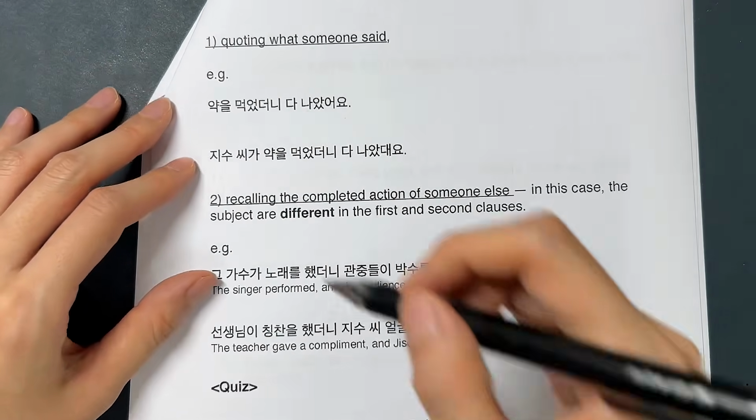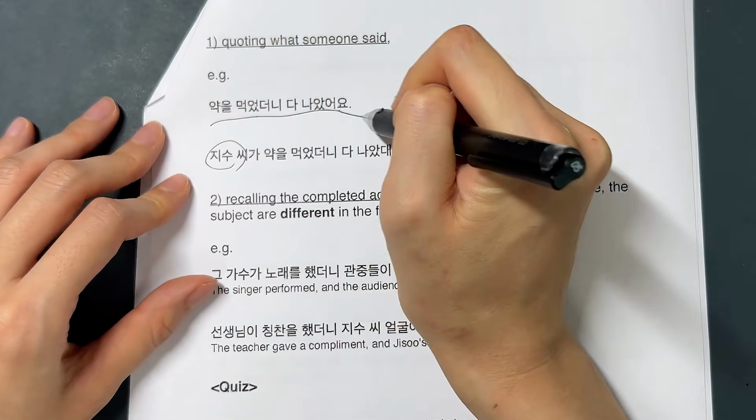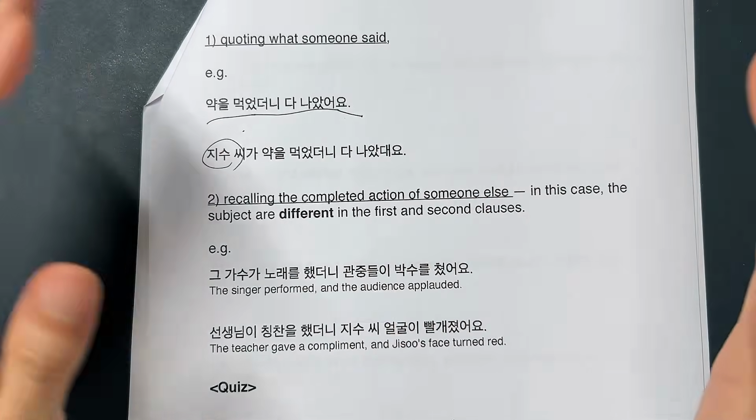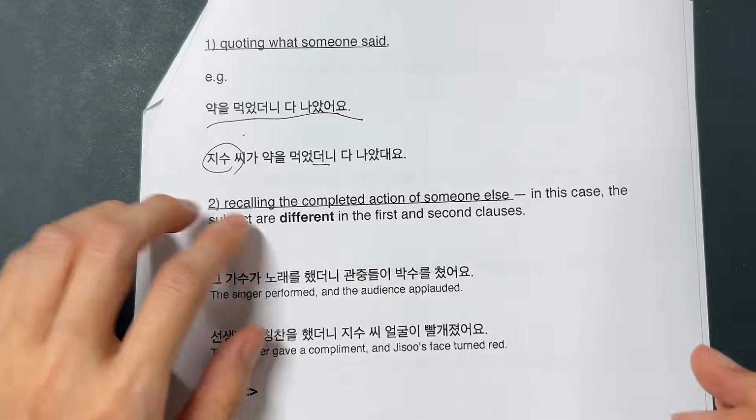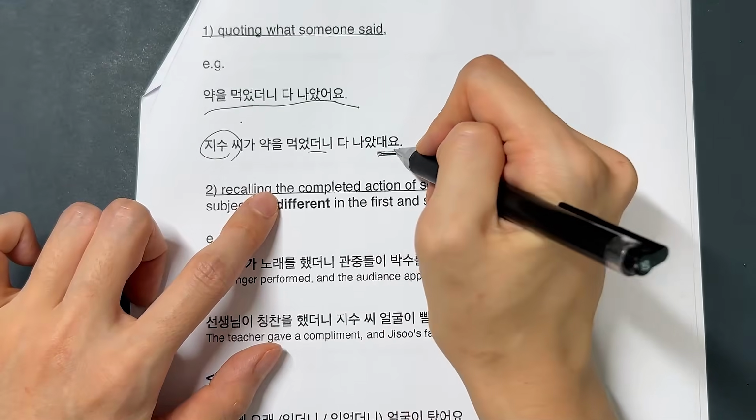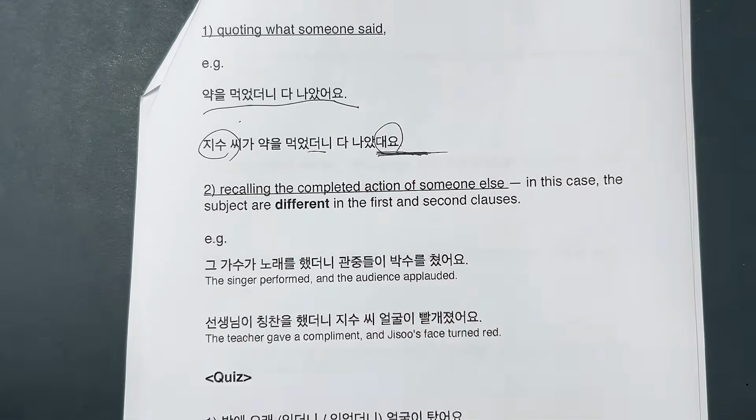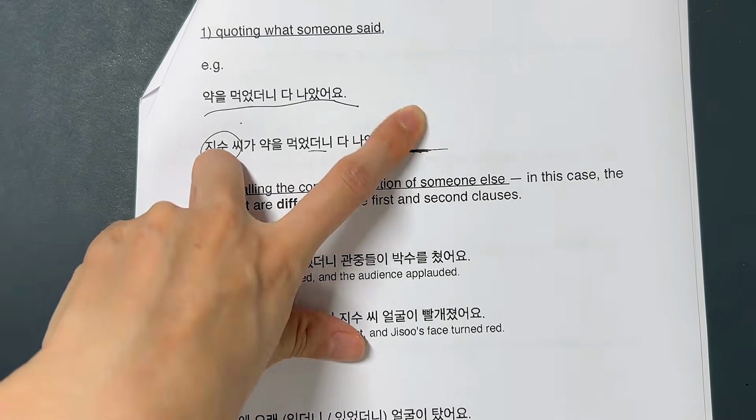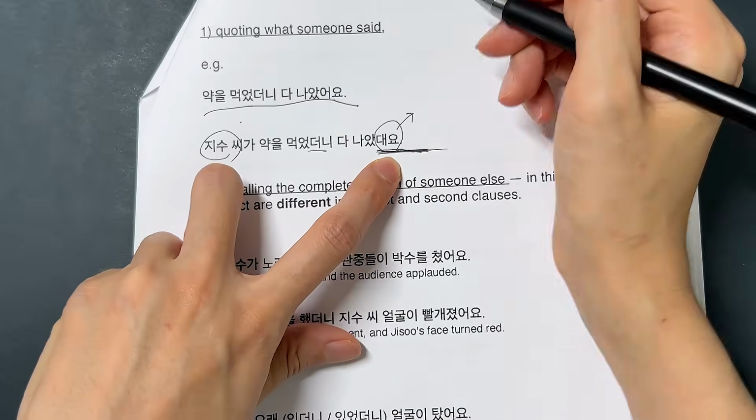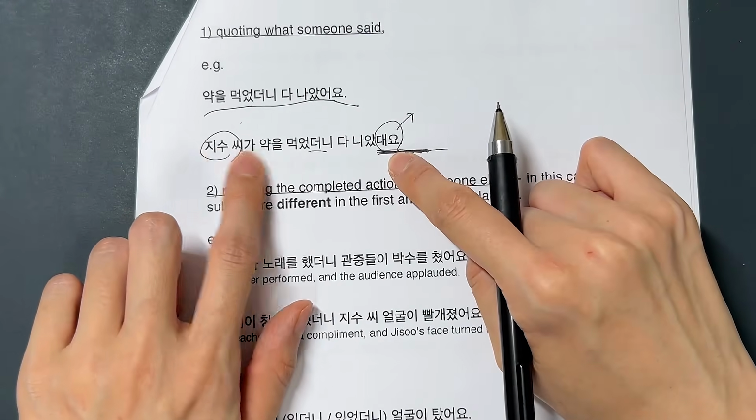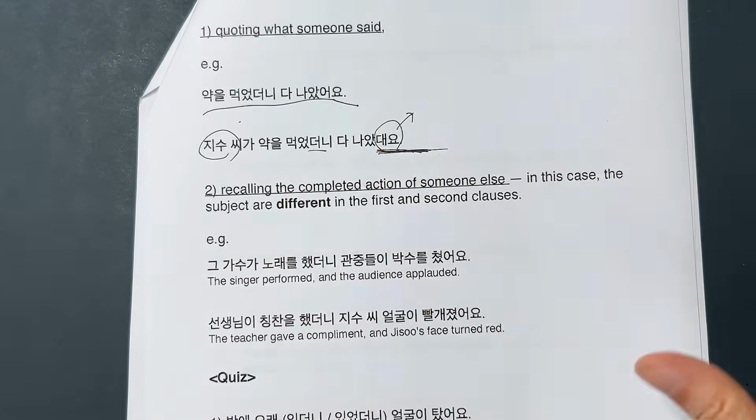But if you want to say Jisoo said she took medicine and she got all better, you can also use 았/었더니 in this case. So in that case, the sentence should end with the quotation form, right? Either 대요, 래요, 다고, 라고, all those quotation forms that we've learned. So 지수가 약을 먹었더니 다 나았대요. 대요 is a sentence ending when you're quoting what someone said. So Jisoo said that she took the medicine and she got all better.